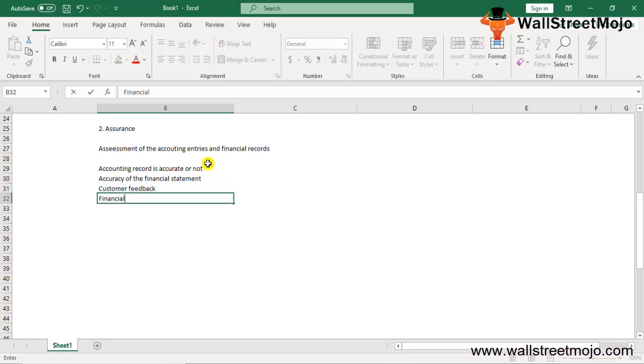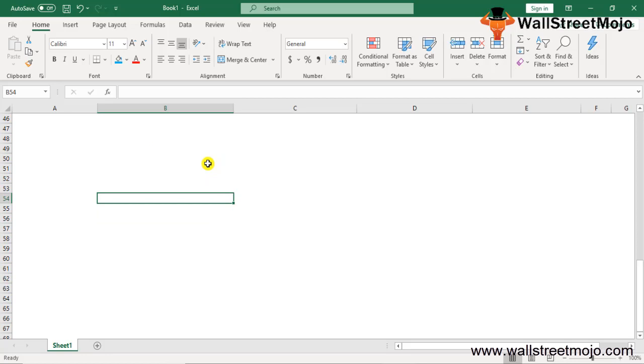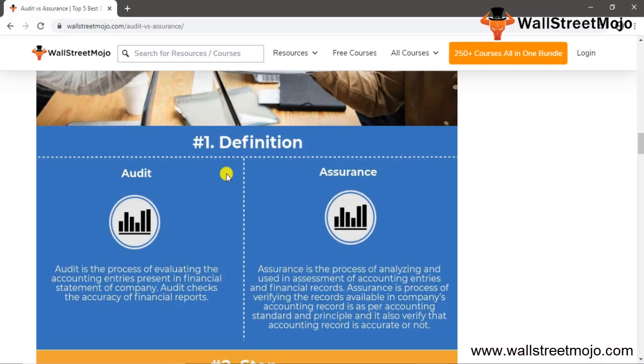And this financial information and employer feedback are the areas where information is very much required in decision making in an organization. Let's understand this with the help of the infographics. So we start with the definition. See, audit is the process of evaluating what? The accounting entries that are present in the financial statement of the company, and it checks the accuracy. Evaluates what? Accounting entry and checks the accuracy.